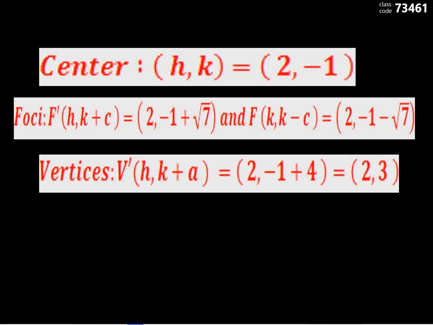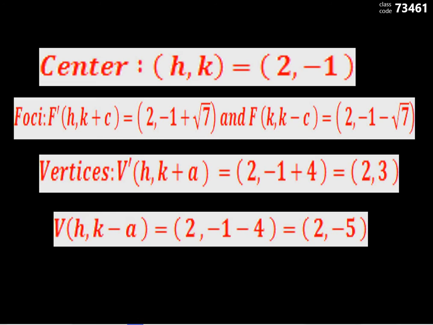Vertices: V prime is (h, k + a), which is (2, -1 + 4), that is (2, 3). Okay? And the other one is (h, k - a). By substitution, we have (2, -1 minus 4), which is simply equal to (2, -5).